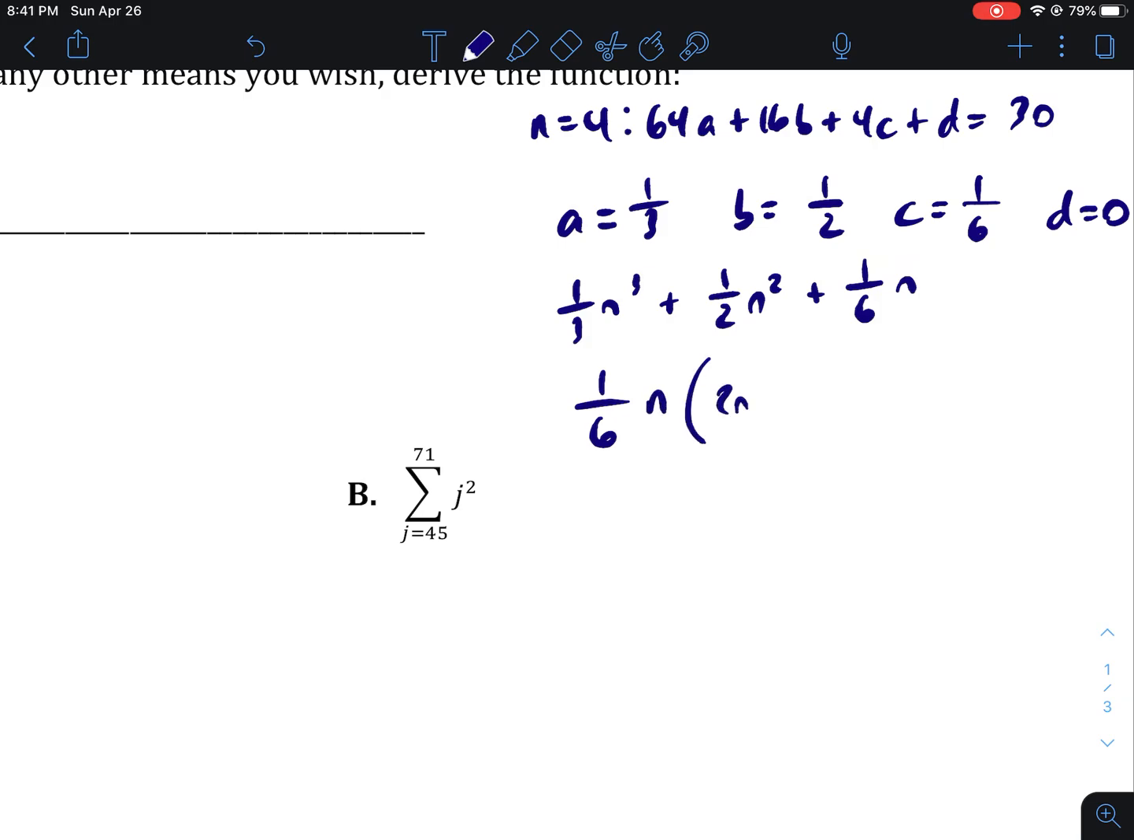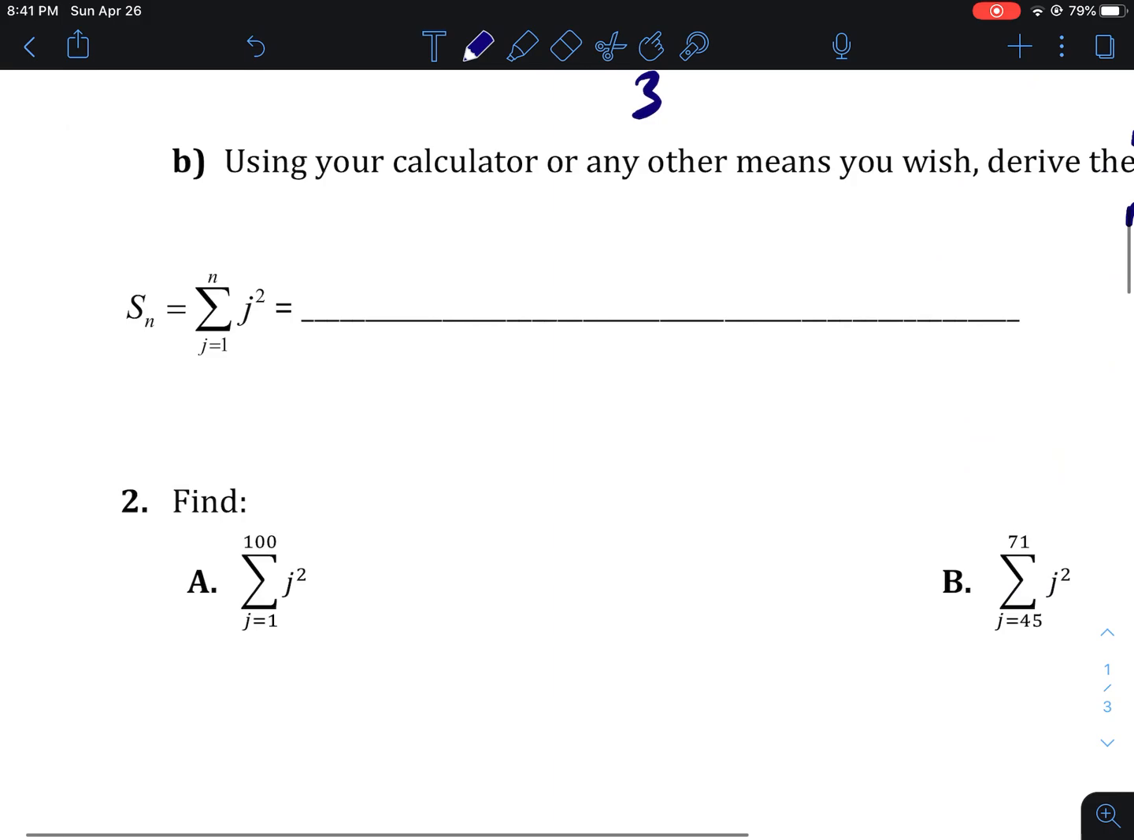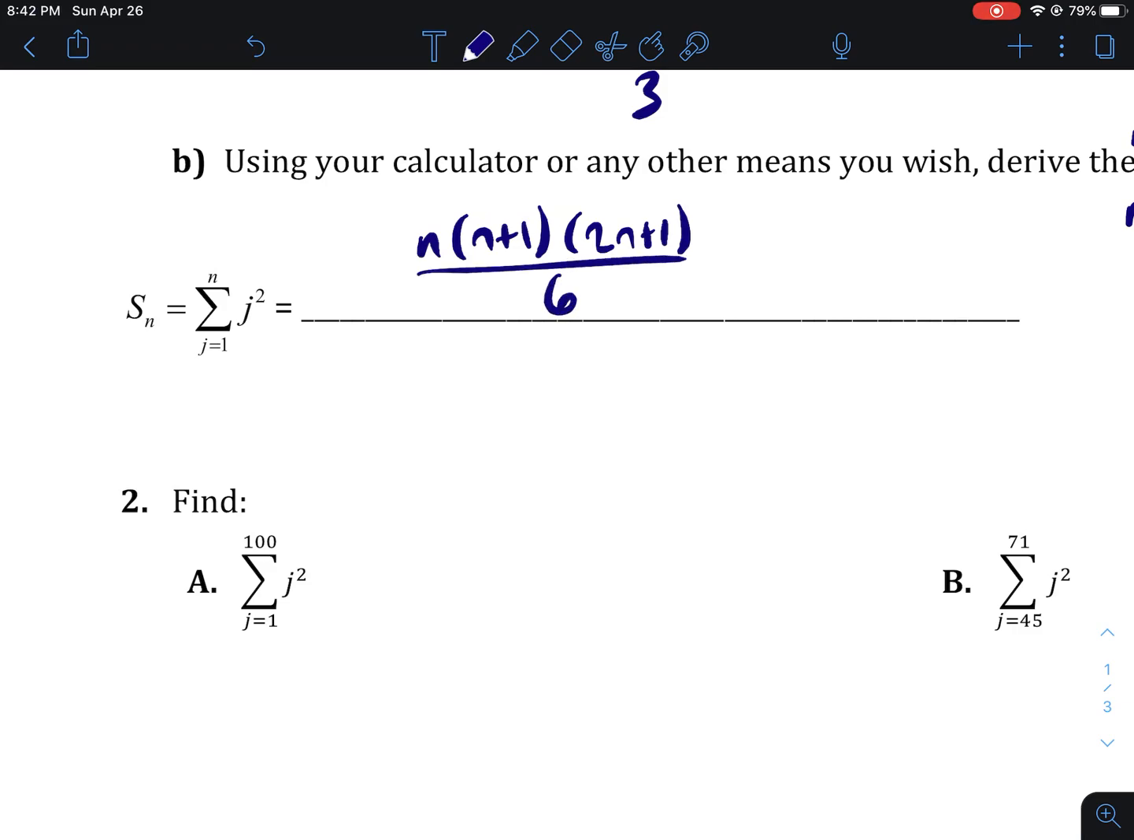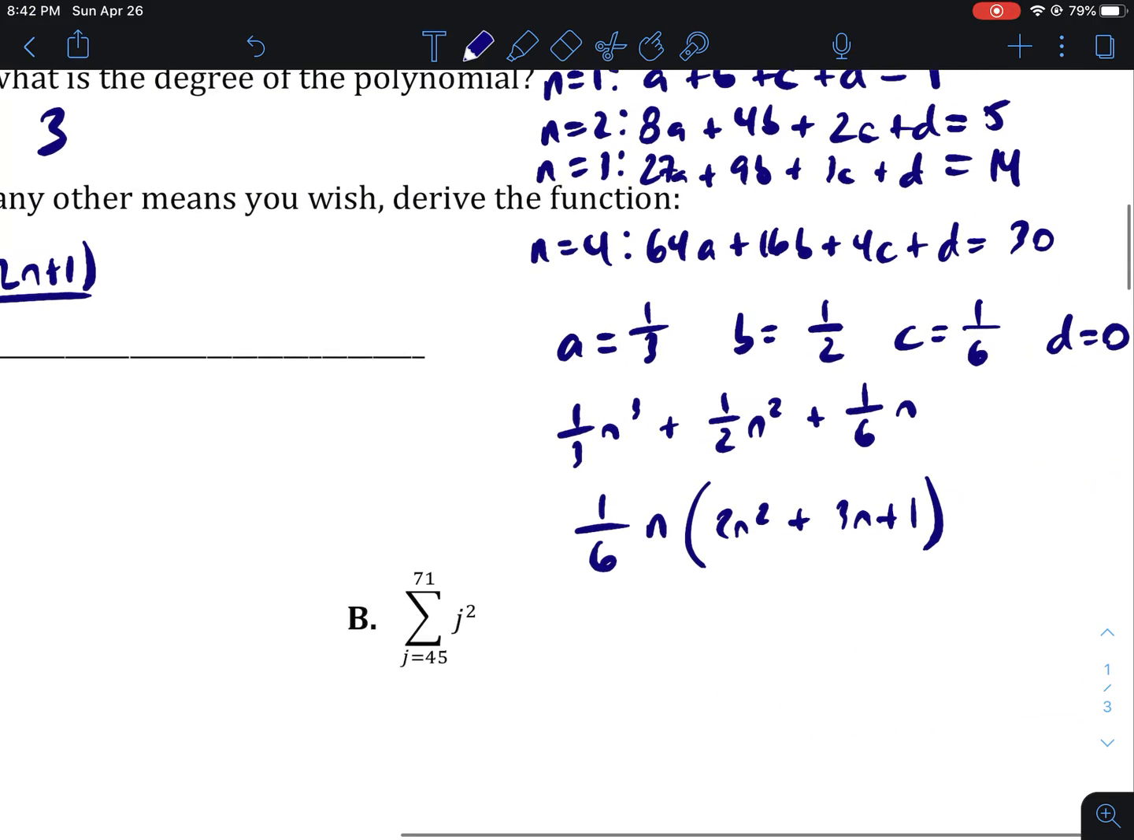And if you do that, you end up with a 2n squared, a 3n, and a plus 1. And that actually factors one level further. If you put it all together, here's usually what you'll see: n times n plus 1, times 2n plus 1, all over 6. That's usually the formula you'll see. Okay, and technically you could use the original like this.